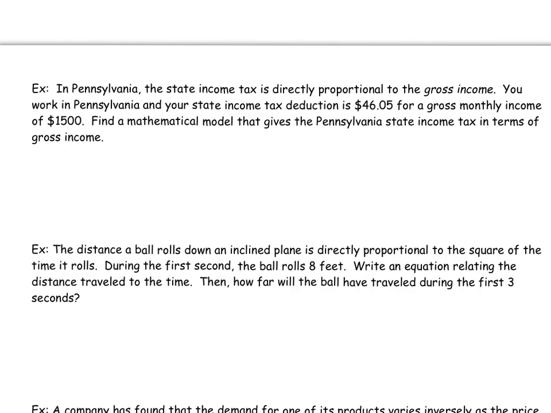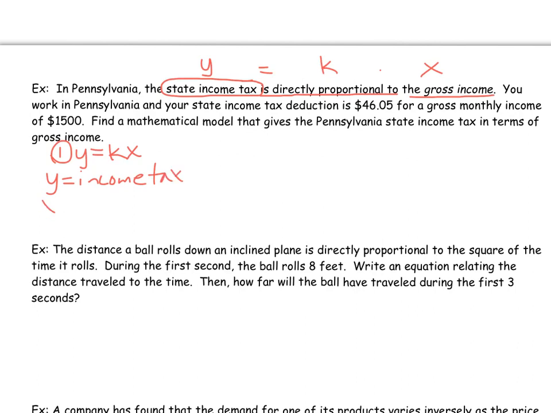If we look for our key words, I see at the very first sentence the phrase "is directly proportional to." So that means the left side, the state income tax, is the output, and the right side, gross income, is the input. So this is directly proportional. If we write out that template first, y equals k times x, y equals income tax, and x is the gross income. It's the amount of money that you make before all your taxes are taken out.